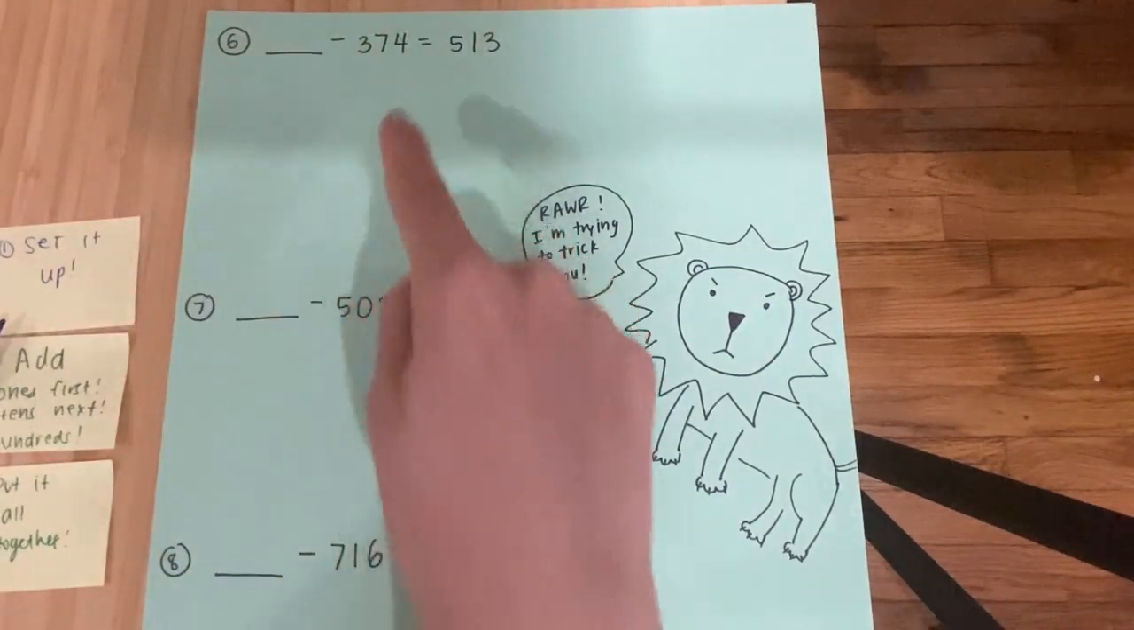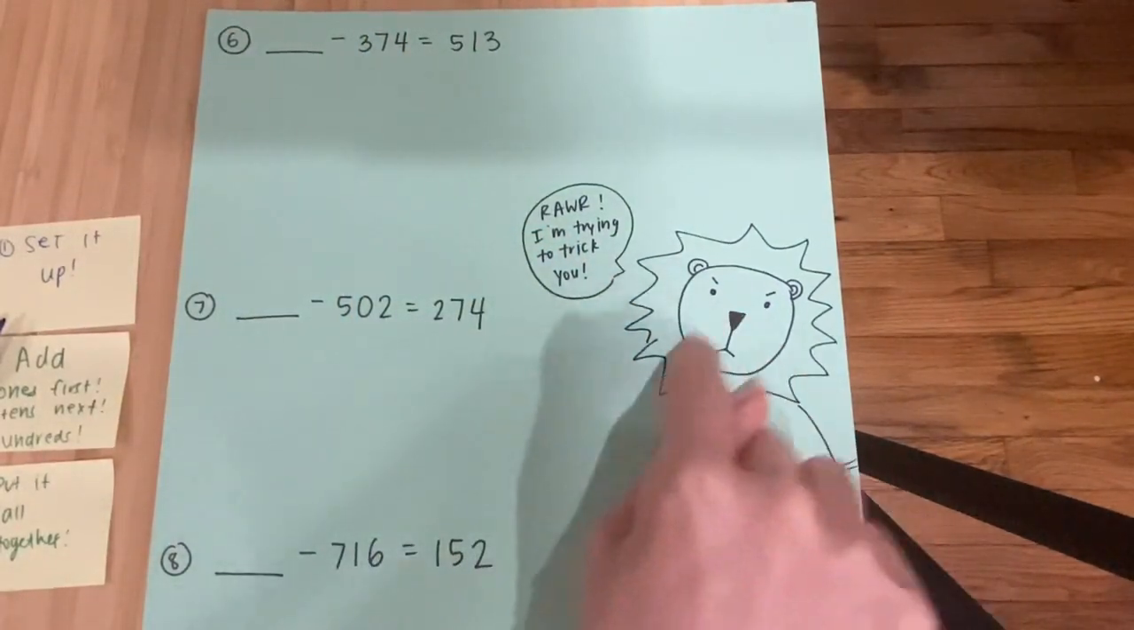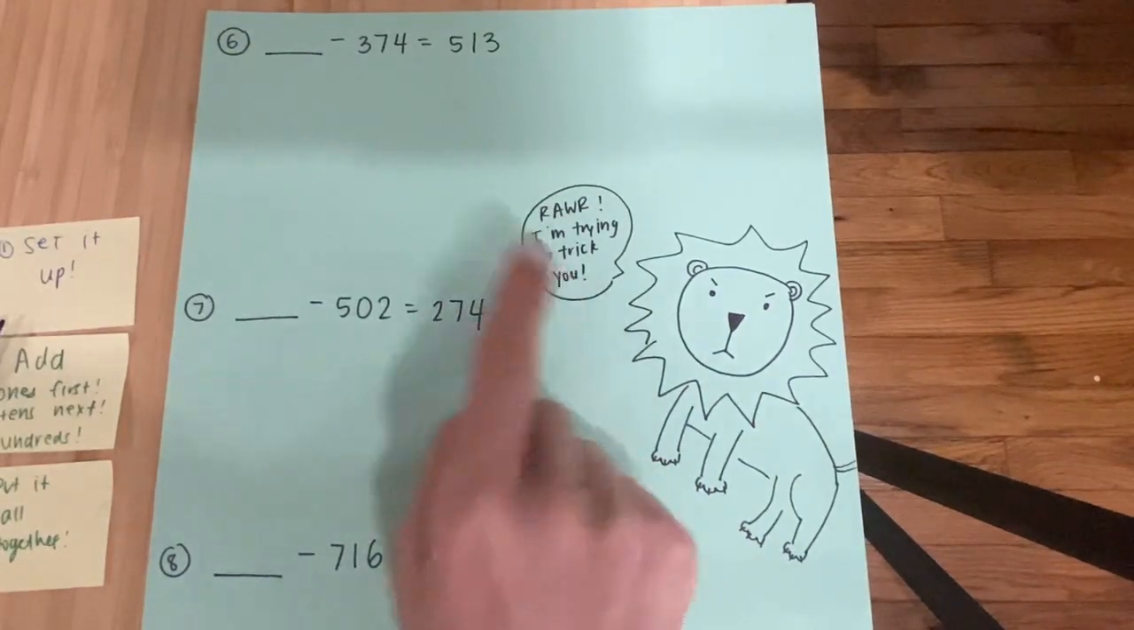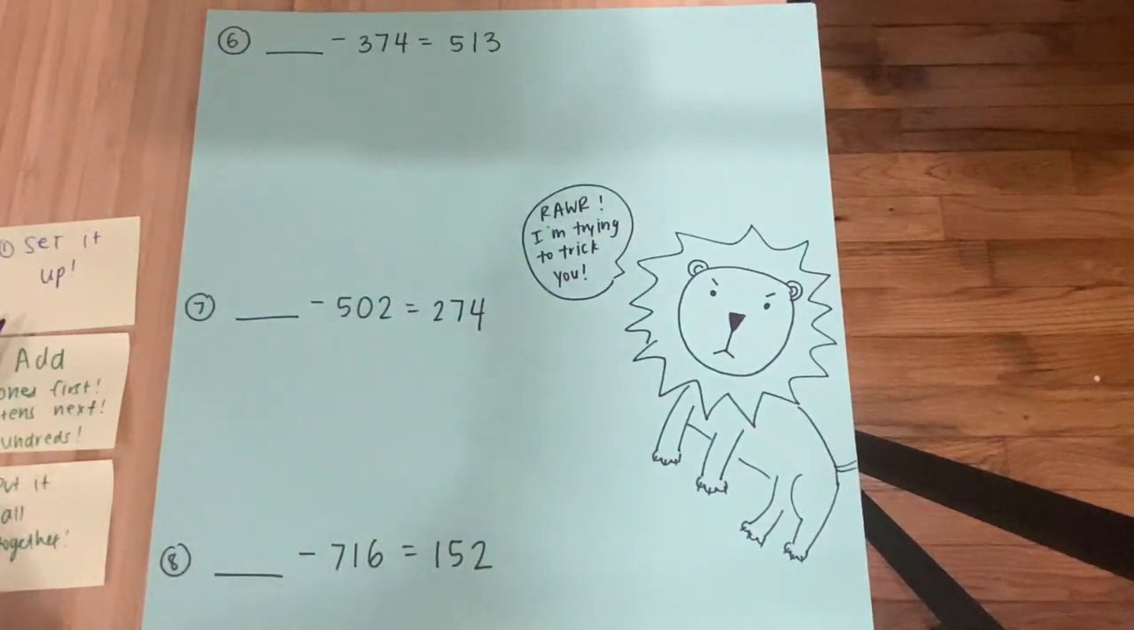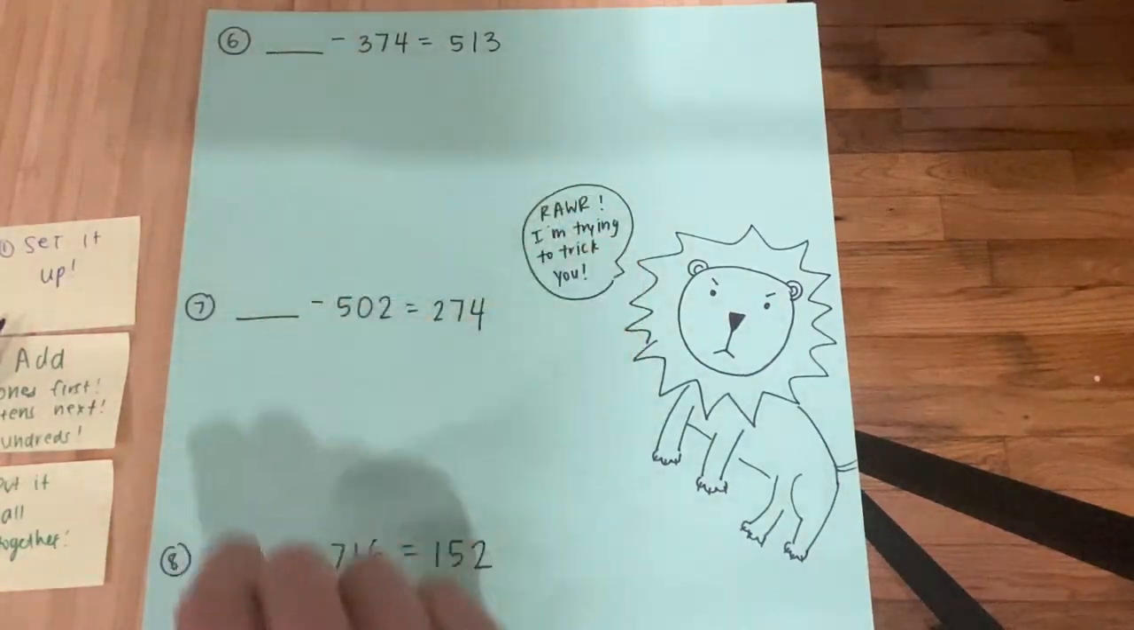I want you to solve these on your own. Remember, the lion is trying to trick you for these. So don't get tricked. Okay, only press play when you're ready to see the answers. So press pause, solve it on your own, and do everything on your own, and then check your answers after you're done with questions 6, 7, and 8, okay?